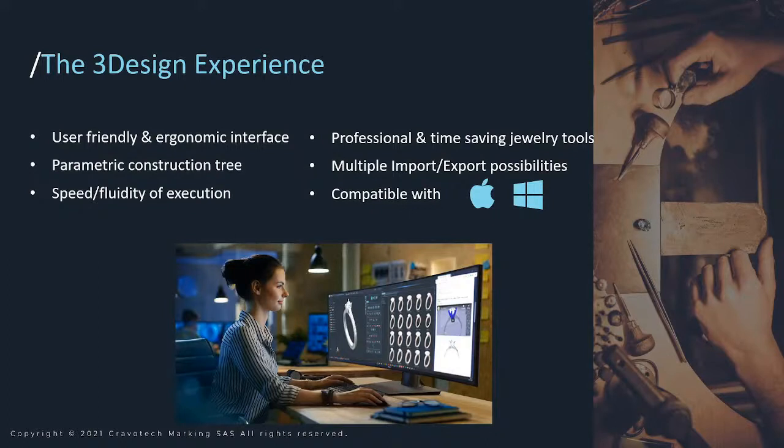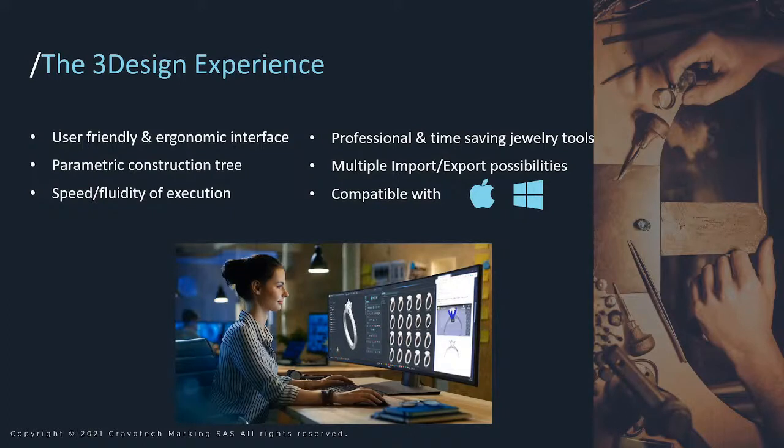The second thing, very important, is the parametric construction tree. 3Design stores all the parameters, so making changes for a client or at a later stage is completely straightforward. All the modifications are done automatically. Everything is automatically recalculated and changed according to your wishes. So if you choose jewelry CAD software, it's very important to choose a parametric solution. With parametric, you don't have to start all over again.